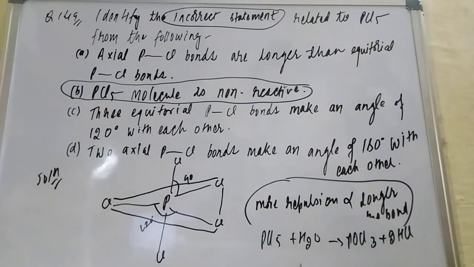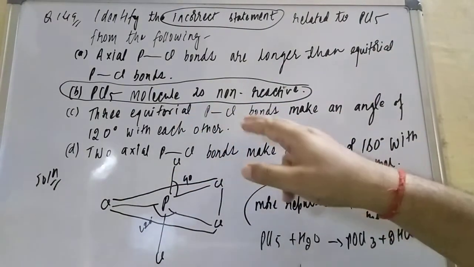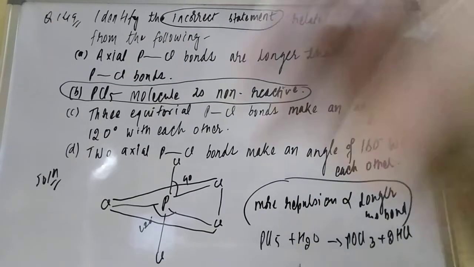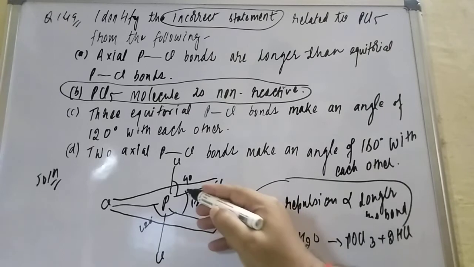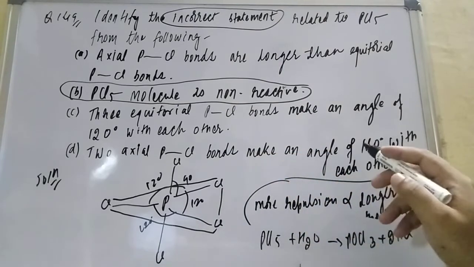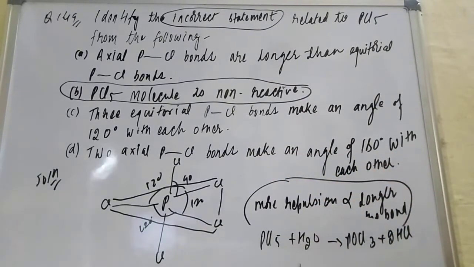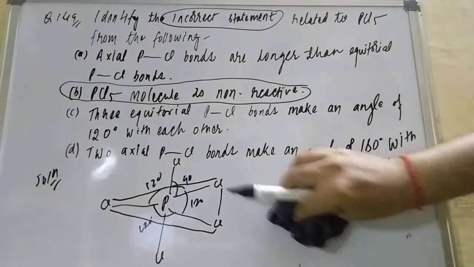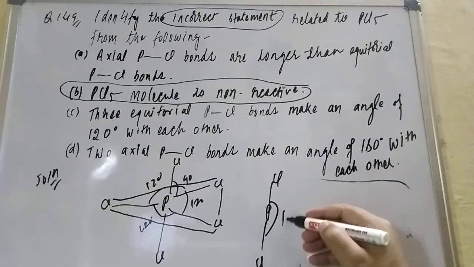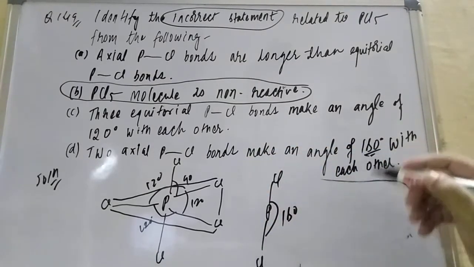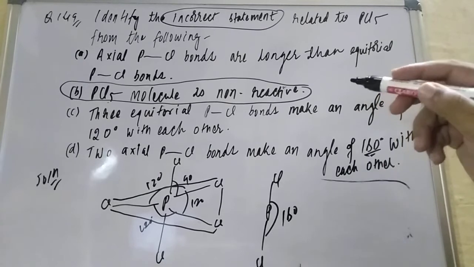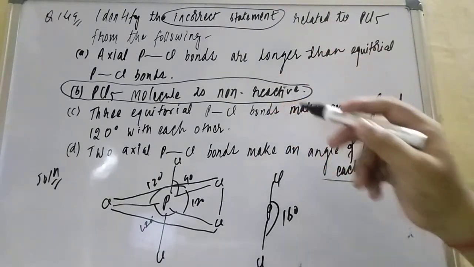Now option number C: 3 equatorial PCl bonds make an angle of 120 degree with each other. So here is 120 degree, downside also 120 degree, and this is also 120 degree. This is also a correct statement. 2 axial PCl bonds make an angle of 180 degree. When you are talking about the axial bond, P, here is Cl and downside Cl, and the angle is how many degrees? 180 degrees. So whatever they have said is correct. So A, C, D are correct, only B is the wrong statement. So in 149 our answer should be option number B.